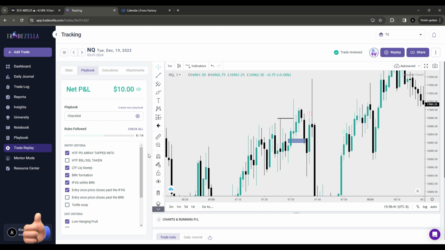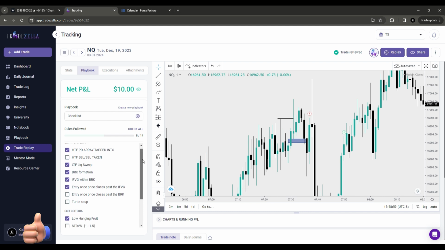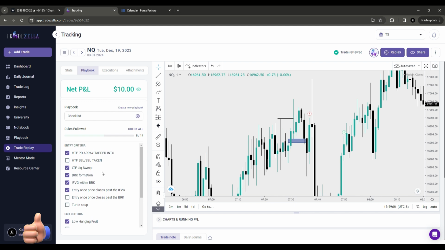So you obviously want a high time frame PD array to be tapped into. Either that or a high time frame buy side liquidity or sell side liquidity taken. In this case, a PD array was tapped into. It was, I believe, ES's 4-hour fair value gap. So that was tapped into, so that was part of the entry criteria. And this is the breaker right here.